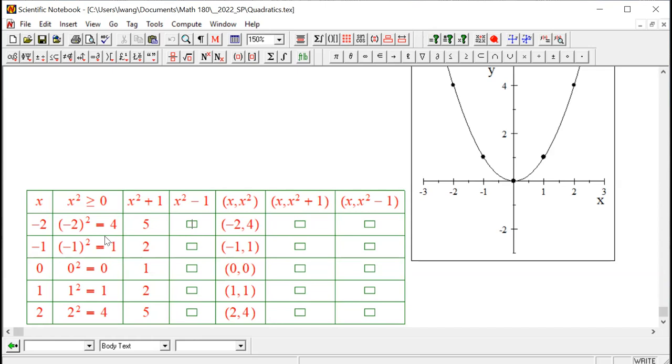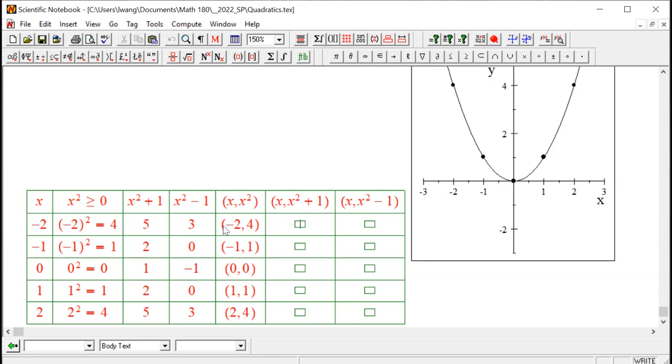Now subtract 1, right? 4 subtract 1. So for input -2, for this function, it's going to be 3 because 4 minus 1 is 3. And 1 minus 1 is 0, right? 0 minus 1 is -1. And 1 minus 1 is 0. 4 minus 1 is going to be 3.